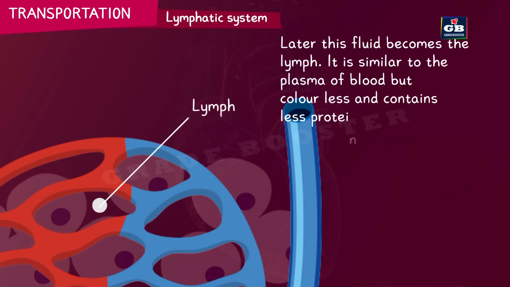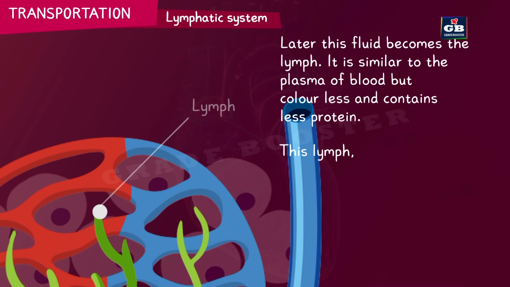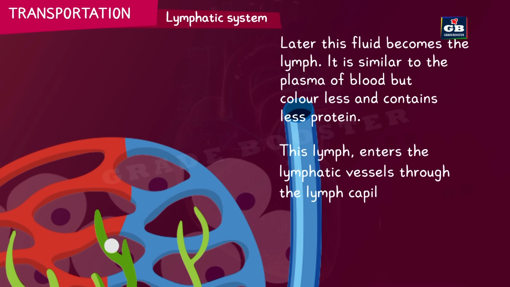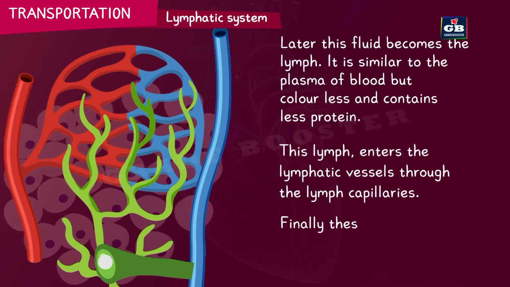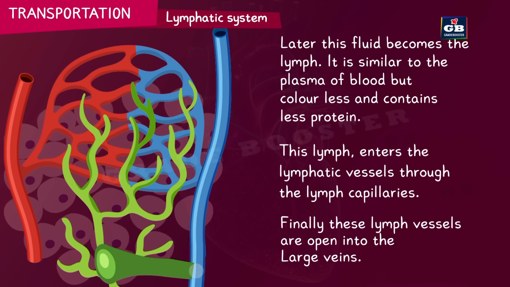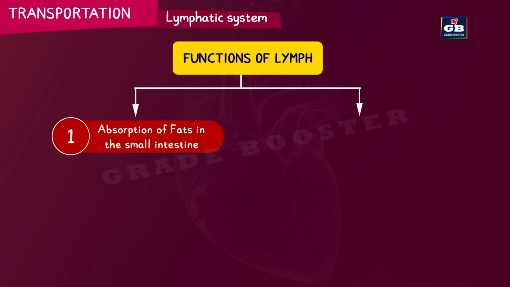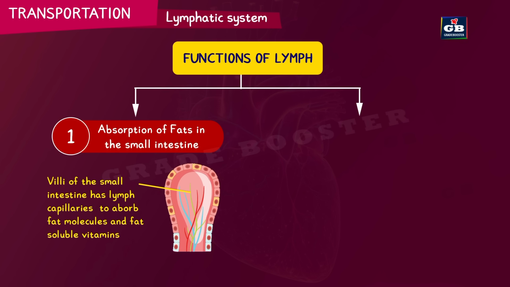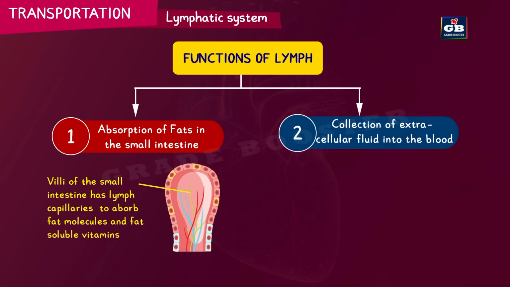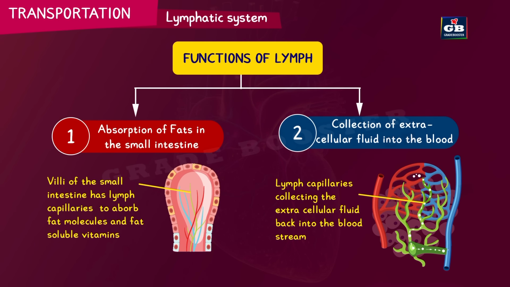It is similar to the plasma of blood but colorless and contains less protein. This lymph enters the lymphatic vessels through the lymph capillaries. Finally, these lymph vessels open into the large veins. The lymphatic system does two important jobs. The first job of lymph is to absorb the digested fats in the intestines. We can see the lymph vessels in the villi of the small intestine, where the absorption of nutrients takes place. The second task is to collect the extracellular fluid and deposit it into the bloodstream. This is all about the human transport system.